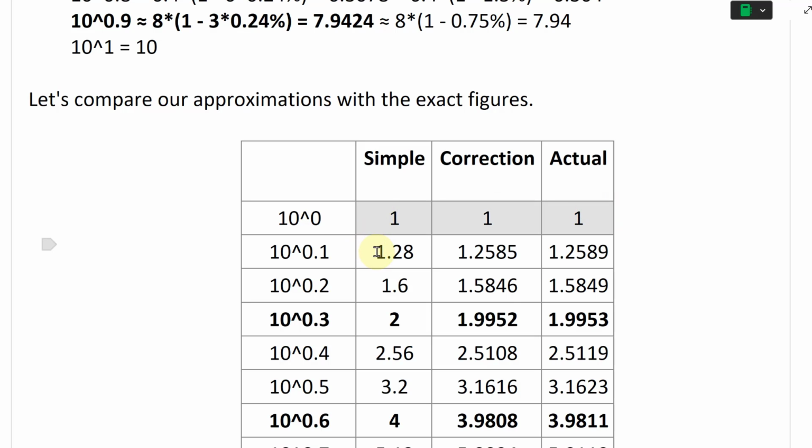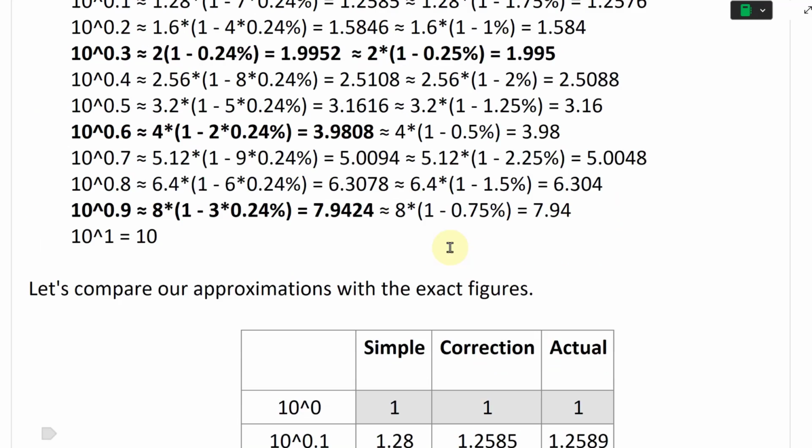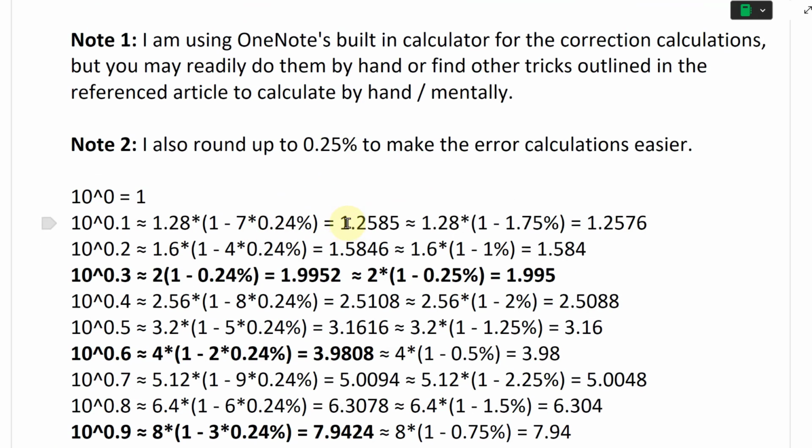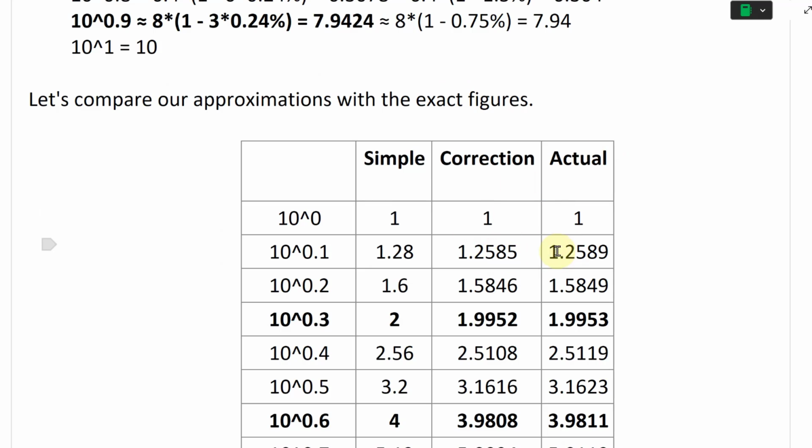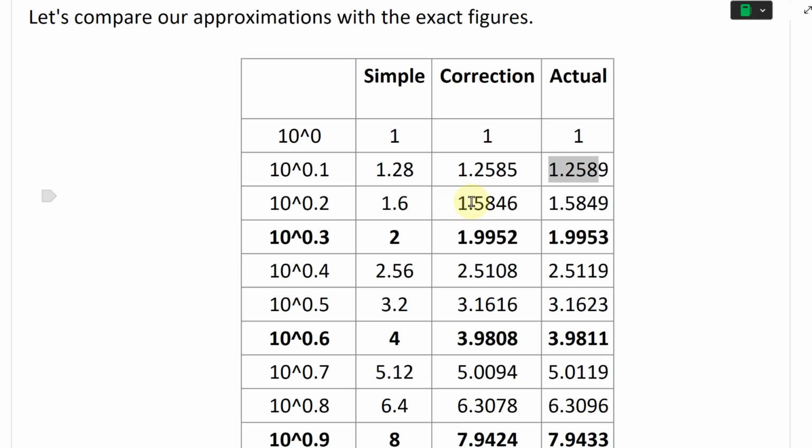The next one, 10 to the 0.1 is 1.28, or you get 1.2585 like this. Or you get 1.2576 if you want to go with the other one, but we'll just ignore that for now. The actual is 1.2589, so again, very, very close to the actual number there. Then 10 to the 0.2, 1.6, or 1.5846. The correction, 1.5849, so again, very close.